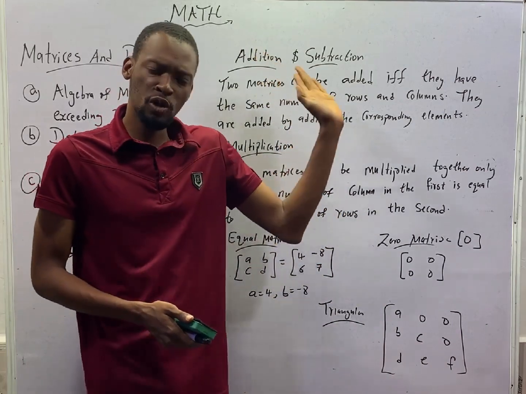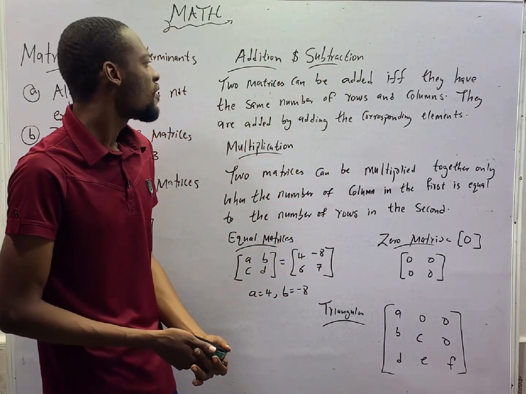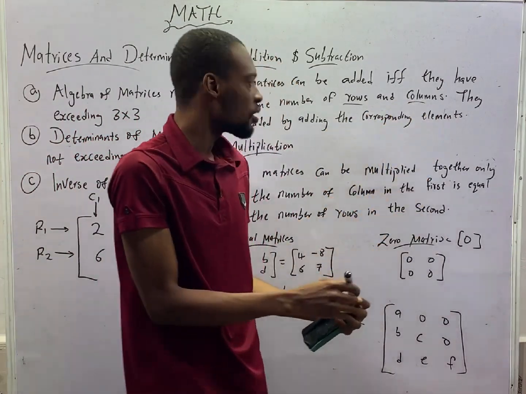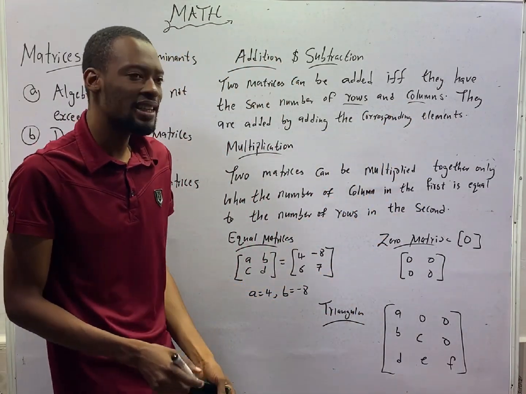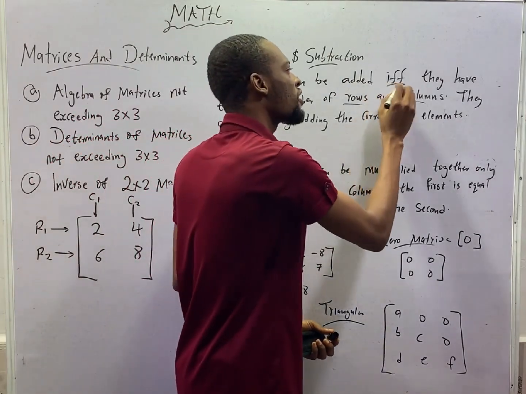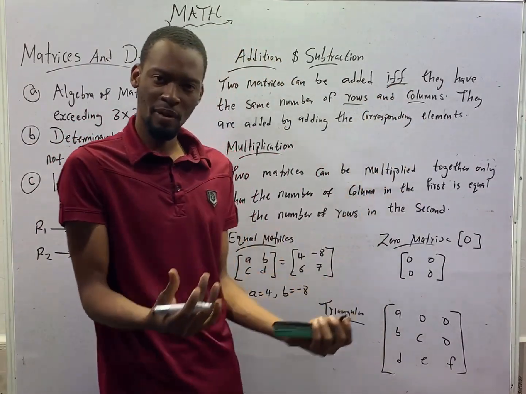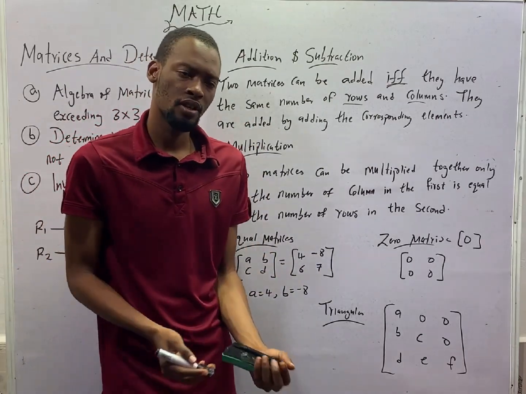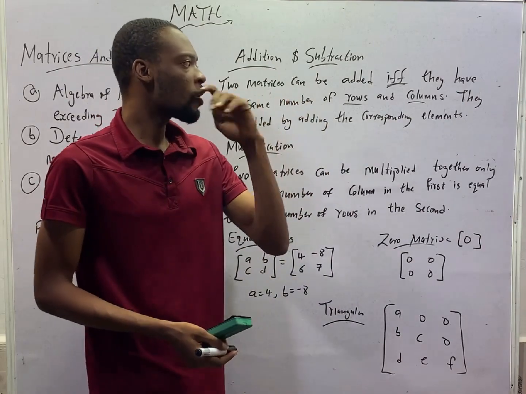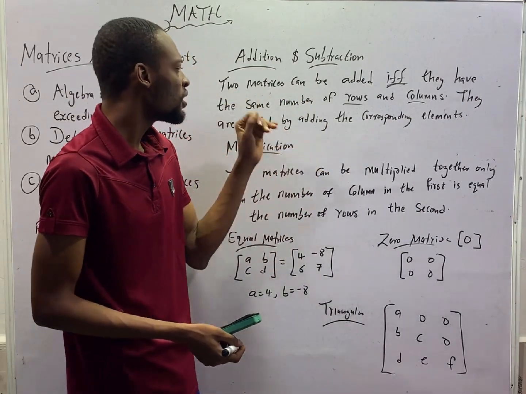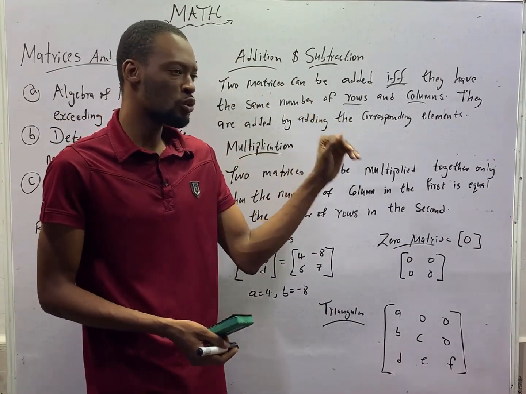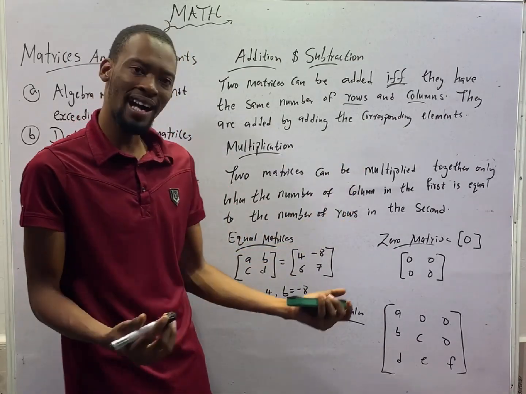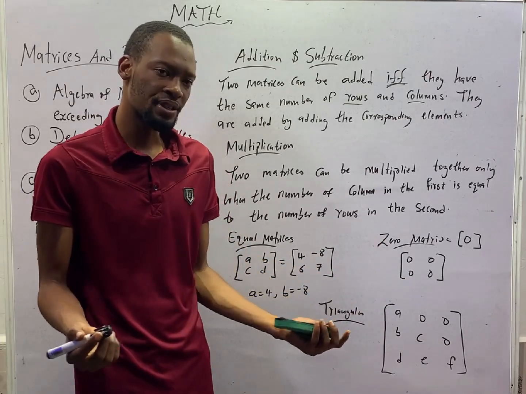To add or subtract matrices, they must have the same number of rows and columns. 2 matrices can be added or subtracted if and only if. In mathematics, IFF stands for if and only if. So, they can be added or subtracted if and only if they have the same number of rows and columns. And how do you add or subtract matrices? You add the corresponding elements.